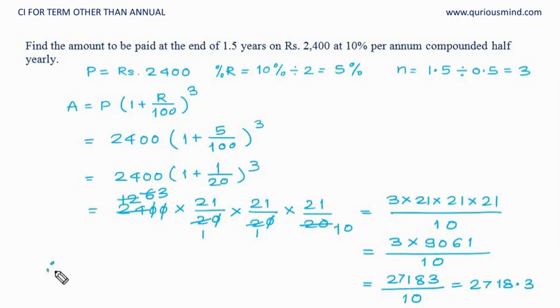and therefore, please remember how we do it. For the rate, the rate was given as per annum, but we are compounding half yearly. So we needed to know the rate for half year, not for 1 year. So we divided by 2 and we got 5% as the rate. Now for n, it's given as 1.5 years, but we are compounding half yearly. So we divide by half, and that gives us n equal to 3.